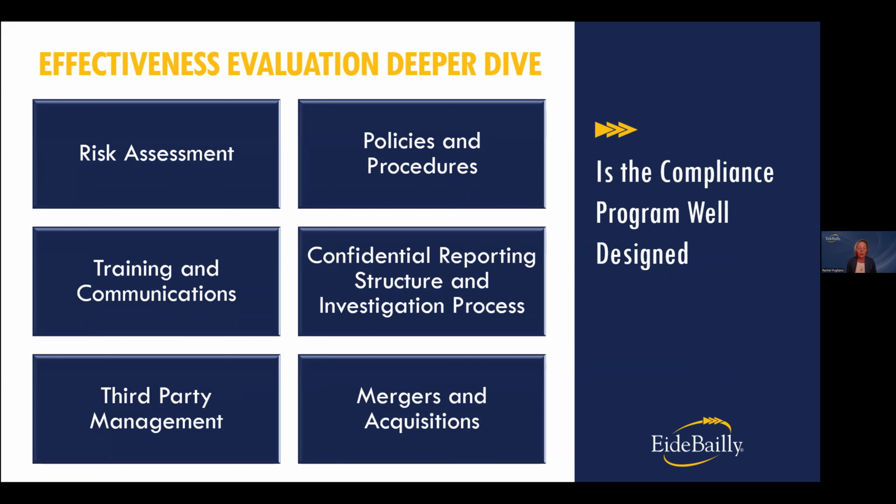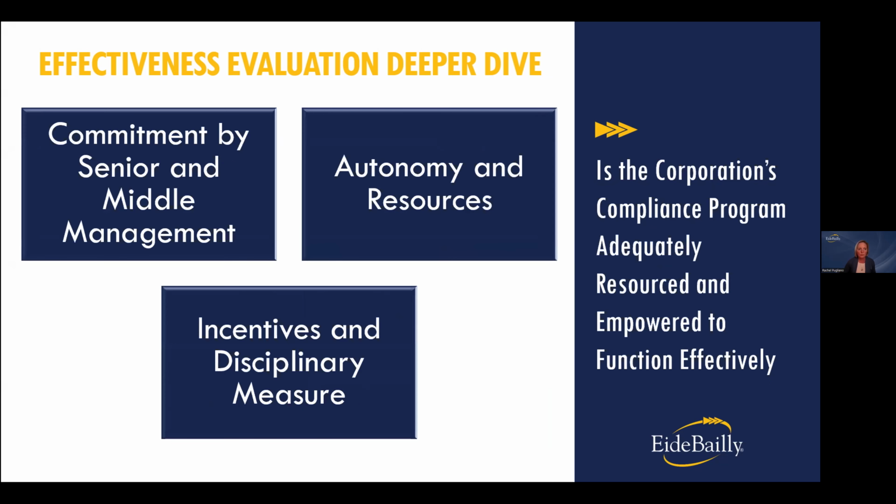Is there training and communication programs in place, a confidential reporting structure? And then what are we doing around third-party management and mergers and acquisitions as well? Again, looking at some of the effectiveness components and what the DOJ has published, is looking at that commitment to compliance by senior and middle management, not just necessarily the leadership, but is that translating down any incentives or disciplinary measures? And then autonomy for the compliance officer. And again, is that compliance department adequately resourced?